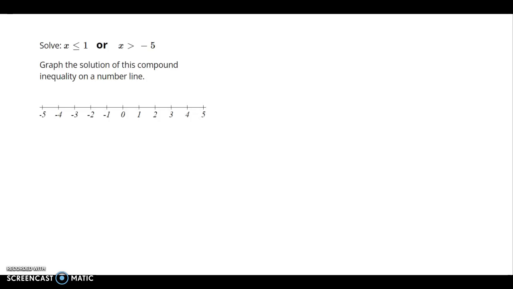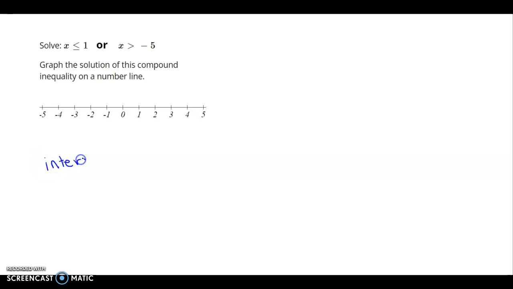We need to solve and graph this compound inequality. So what's nice to start with is we can see that it's already solved for x. Both inequalities are. And so really we just need to graph these and write, oh, it doesn't say to write the solution in interval notation, but we'll go ahead and do that just because it's good practice.